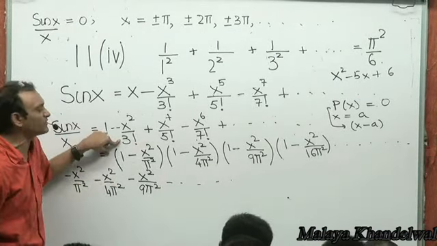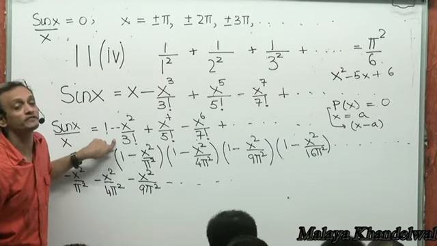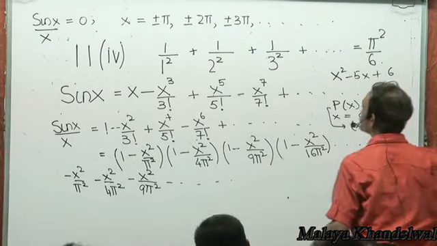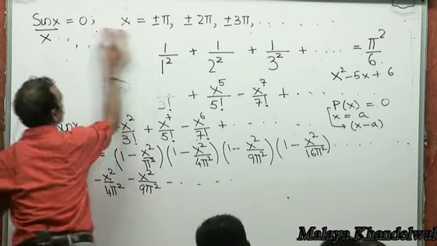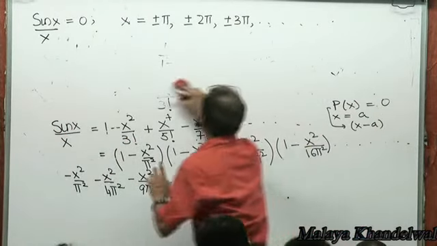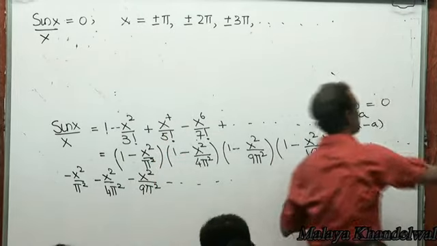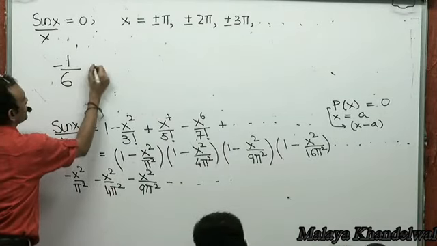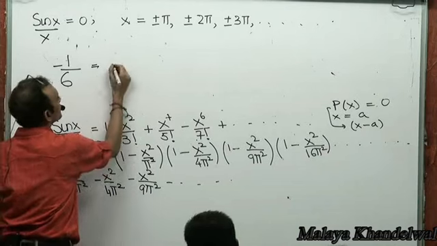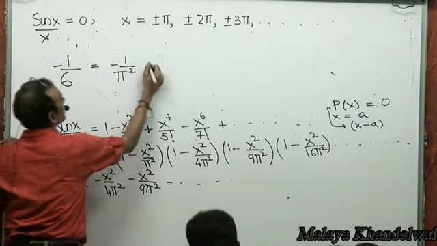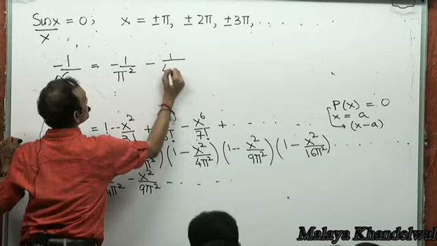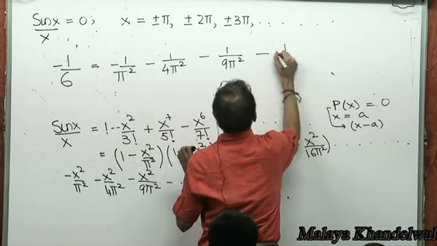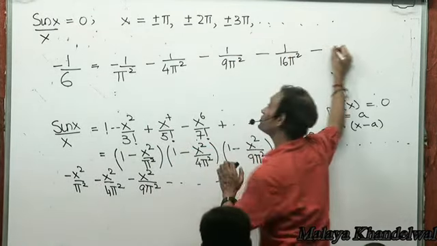What's the coefficient of x squared on the left hand side? Minus 1 by 6. Equate the coefficient of x squared on the left hand side with the coefficient of x squared on the right hand side. Then this is what transpires. The coefficient of x squared on the left hand side is minus 1 by 3 factorial, means minus 1 by 6. The coefficient of x squared on the right hand side is minus 1 by pi squared, minus 1 by 4 pi squared, minus 1 by 9 pi squared, minus 1 by 16 pi squared, and so on and so forth. Yes or no?